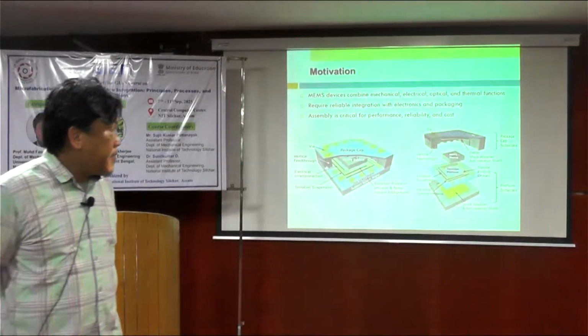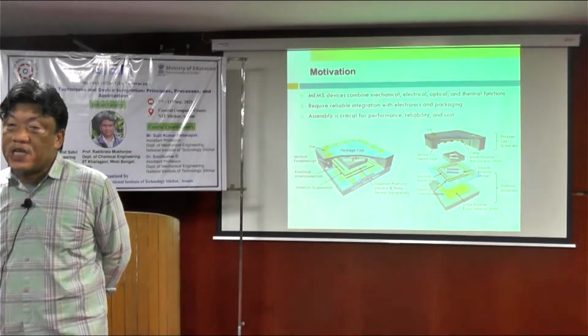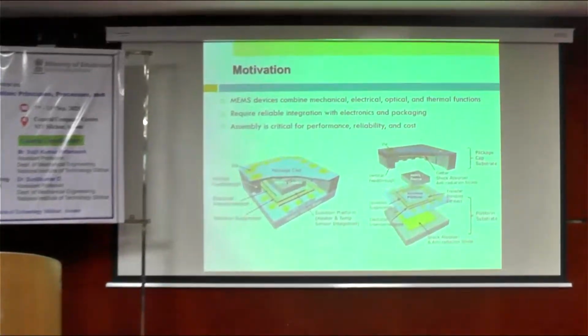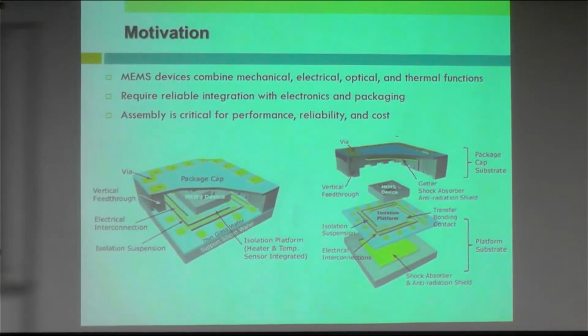So in MEMS devices, we know that there are a few things that we need to combine. One is the mechanical aspect, and we have to look into the electrical aspect, optical for some cases, and thermal function in some other cases as well. So the main thing might be mechanical and electrical, but this might be according to the device that we are designing. And this requires reliable integration with electronics and packaging.